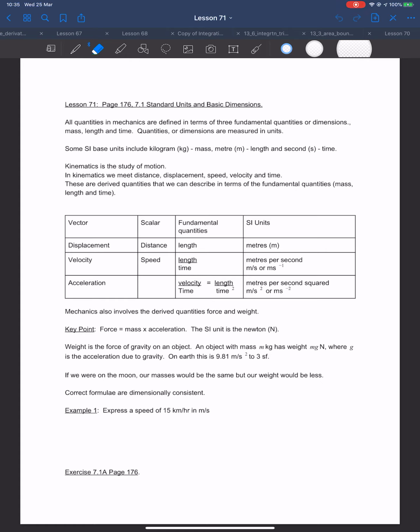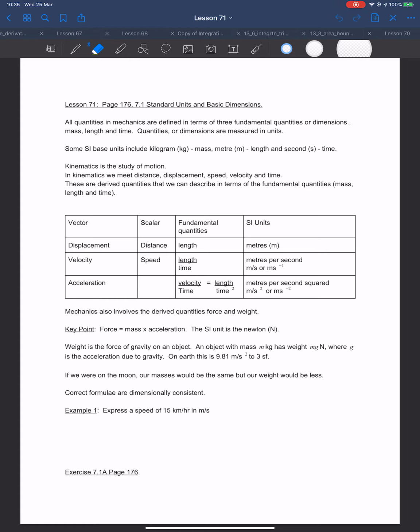Let's have a look. I think you'll know a lot of these already from what you've done in your first term. But I'll read it through anyway, and then if I come across anything that I think's different, I'll stop and explain. So all quantities in mechanics are defined in terms of three fundamental quantities or dimensions: mass, length and time. Quantities or dimensions are measured in units.